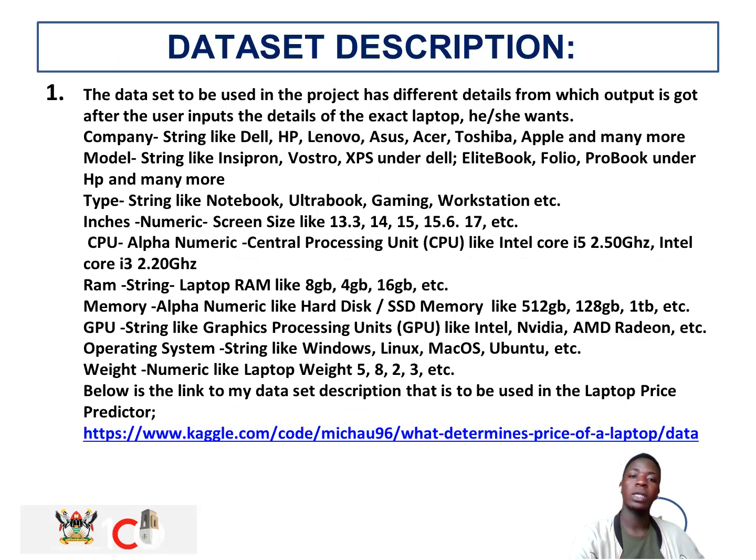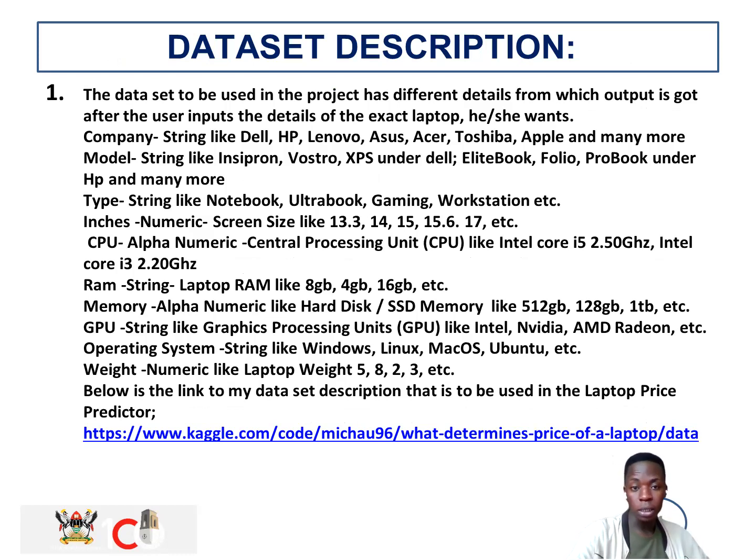And as we go to the dataset description, it says here that the dataset used in the project has different details from which output is got after the user inputs the details of the exact laptop he or she wants. The first dataset description is the company. In this case of the laptop price predictor, like the Dell, the HP, the Asus, the Toshibas, the Apples, and many more. And the model, like an Inspiron, which is the model.